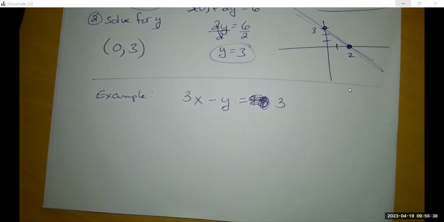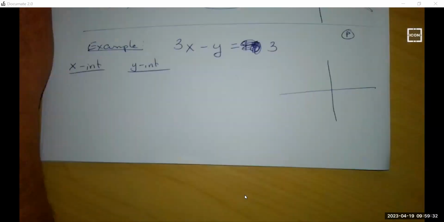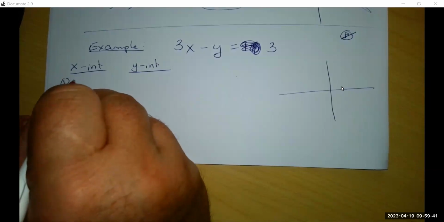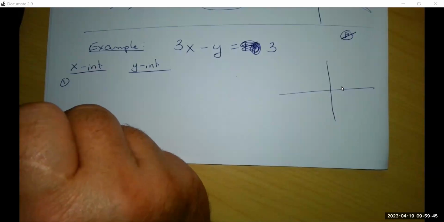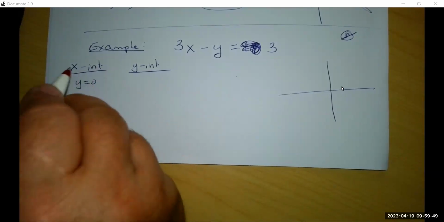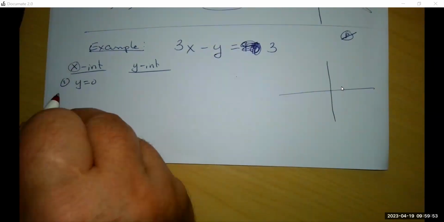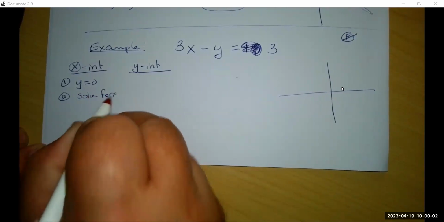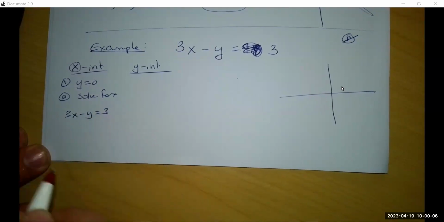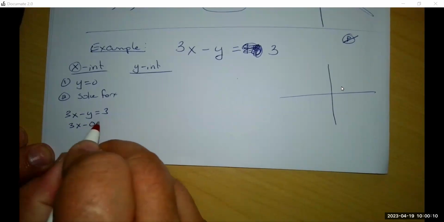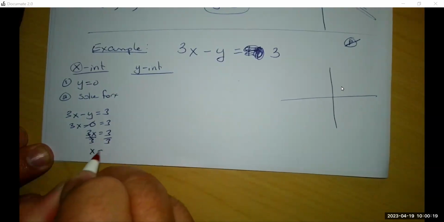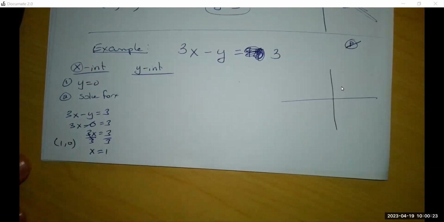Three x minus y equals three. For the x-intercept, first step is what? Set y equals zero. Why would you set x, since you're looking for the x-intercept? And then do what after you set y equals zero? So we have 3x minus y equals 3. Set y equal to 0 is the first step. And that's gone. So we have 3x equals 3, divided by 3. So x equals 1, which means 1 comma 0 is the x-intercept.